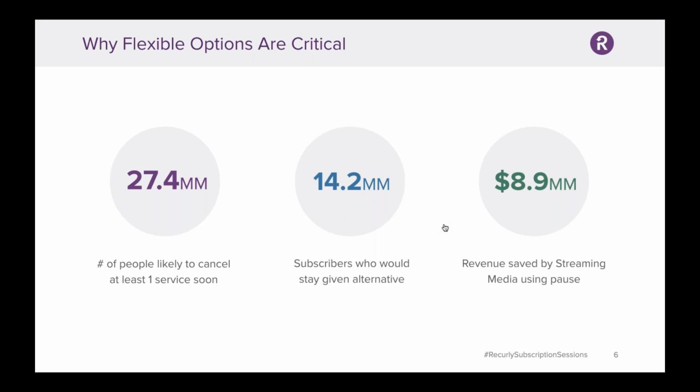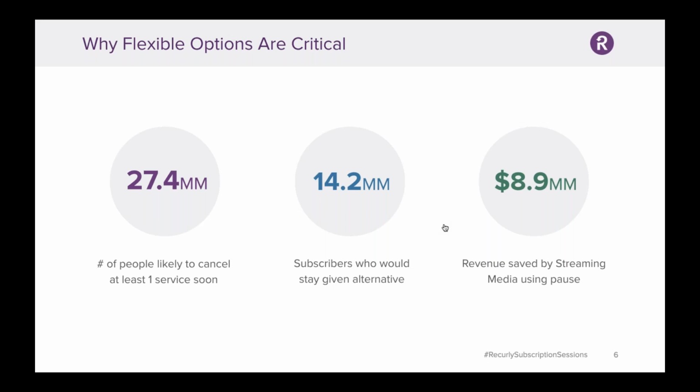We looked at a study that we did late last year with payments.com. And we found that of those surveyed, over 27 million of them were looking to cancel at least one service soon. And of those surveyed, over 14 million of them would reconsider that cancellation if there were options, flexibility that could help them manage their subscription in a different way. So over half were open to considering remaining with the service if they had some different billing options.